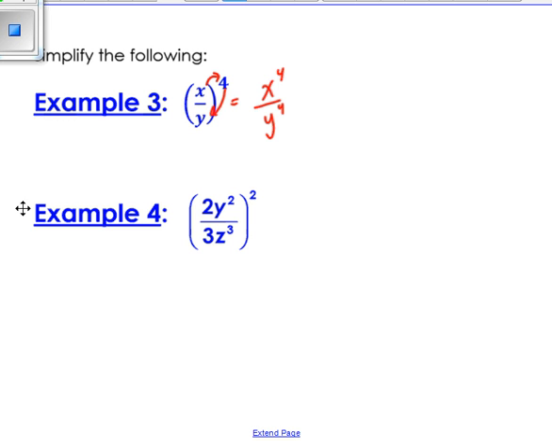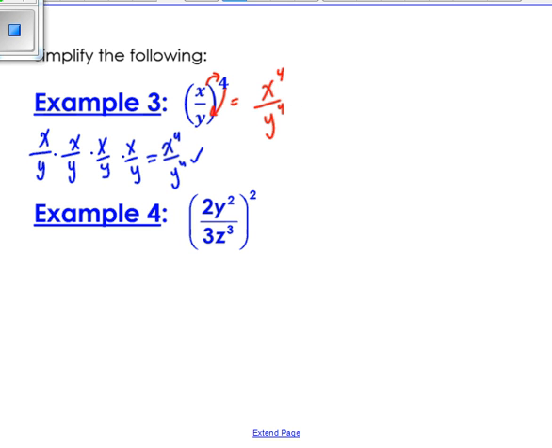So longhand, if I wrote this out, I would be writing x over y times itself 4 times. And x times x times x times x is x to the 4th. And y times y times y times y is y to the 4th. You get the same answer, it just takes longer. So that's your benefit to memorizing the rules.